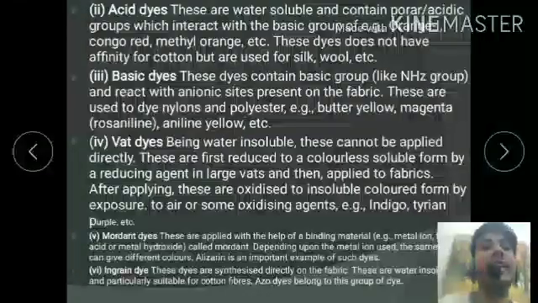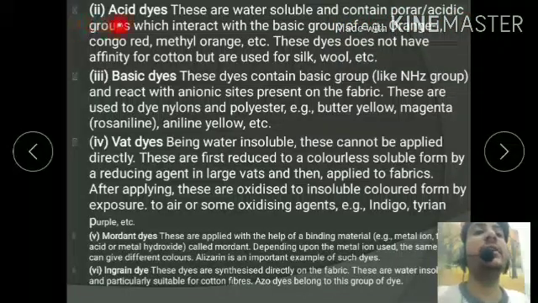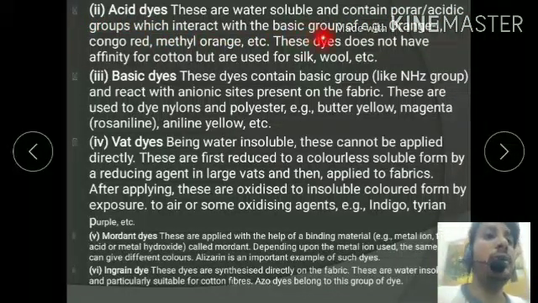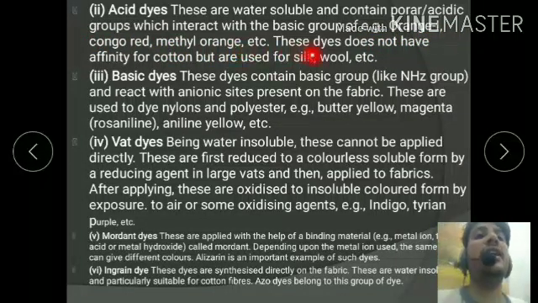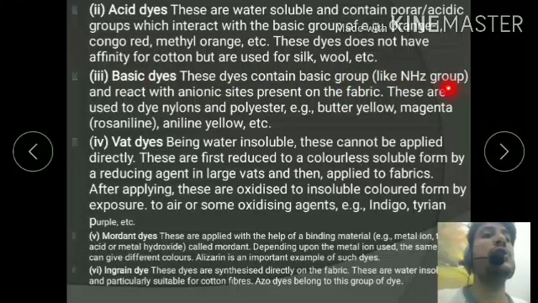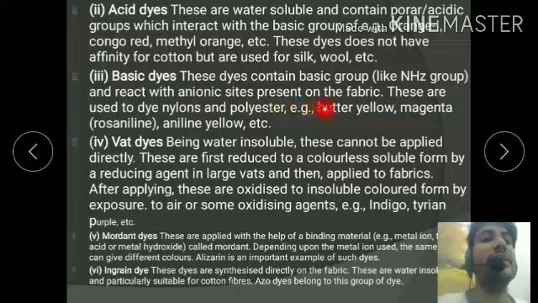Second one is the acid dye. These are water soluble and contain the acidic group which interacts with the basic group. Examples, orange G, Congo red, methyl orange. These are the acidic dyes. Third one is basic dyes. These dyes contain the basic group like NH2 group, okay, and react with the anionic sites present on the fabric.